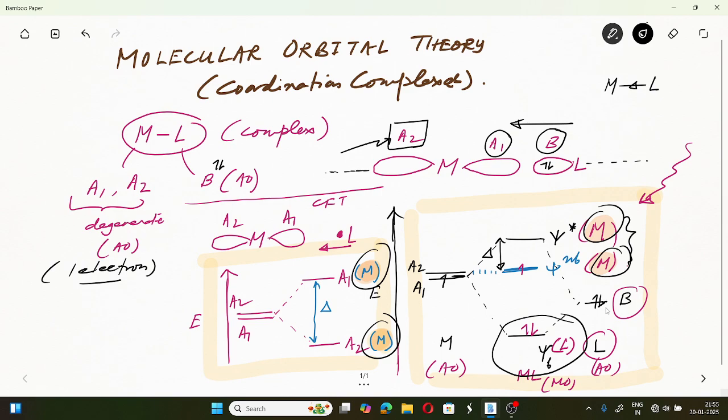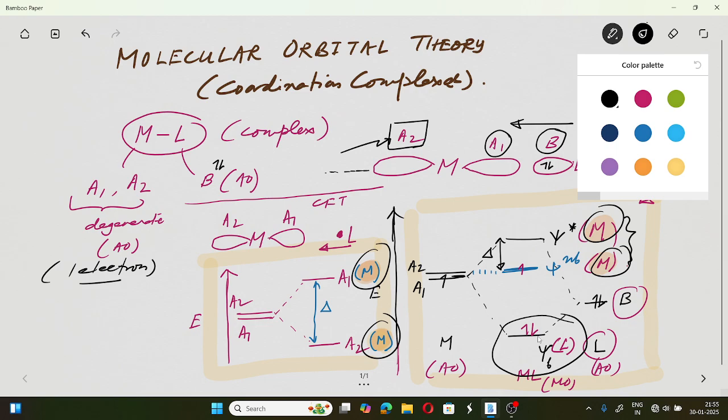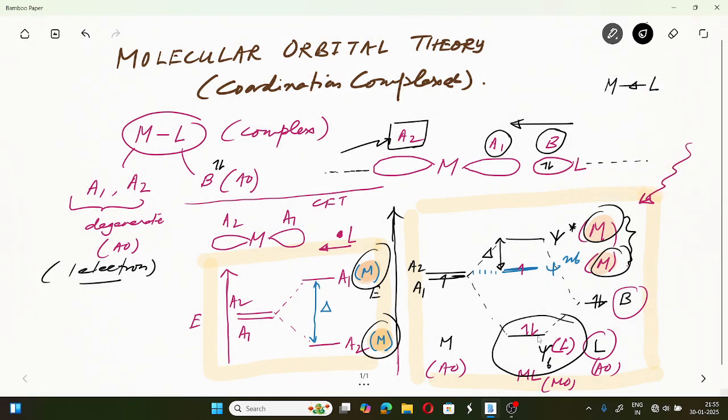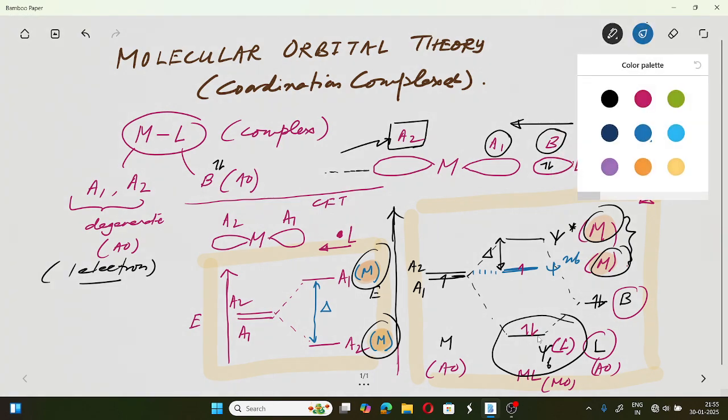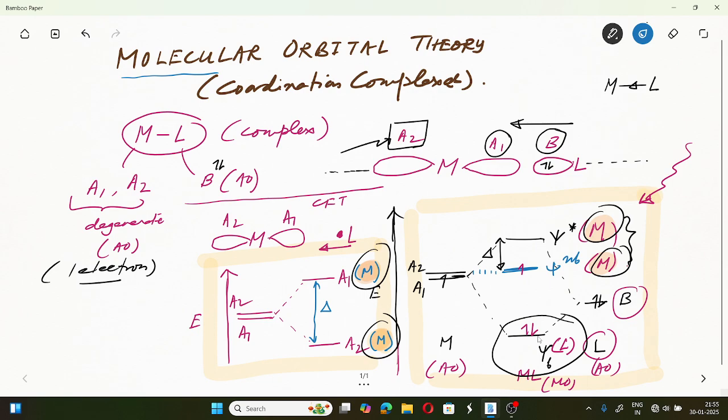So except for this, we are getting the same result. This gap is delta and this gap is also delta. That means molecular orbital theory and crystal field theory are giving similar results, except for the additional information regarding this orbital. So that is why by using crystal field theory, we have obtained several good results. I mean, crystal field theory can explain a lot of properties of the complexes.